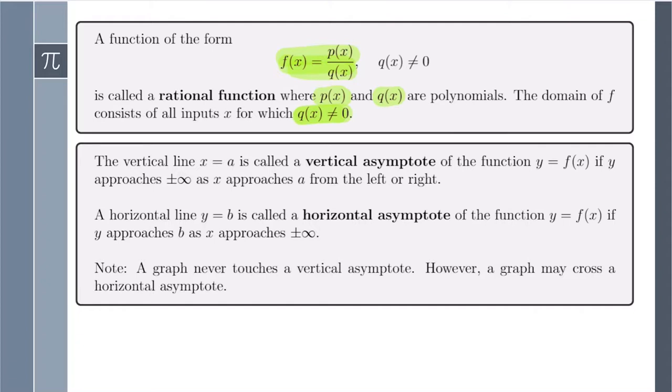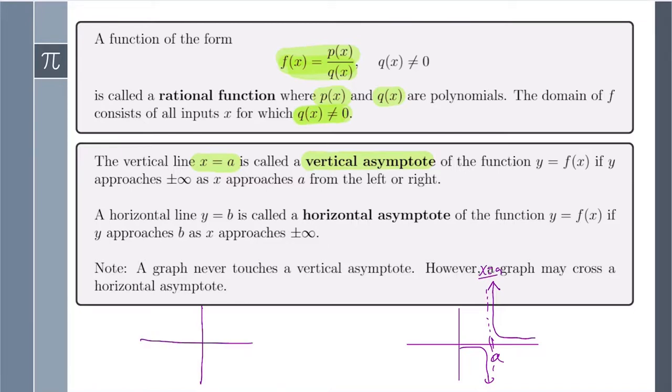A rational function could have a vertical asymptote at x equals a if, when x approaches a, the function grows or increases without bound, or the function decreases without bound. So for example, let's say we have a here. When x approaches a, the function goes to infinity, or it could be that the function goes to negative infinity. In either case, we'll have a vertical asymptote, which is the line x equals a.